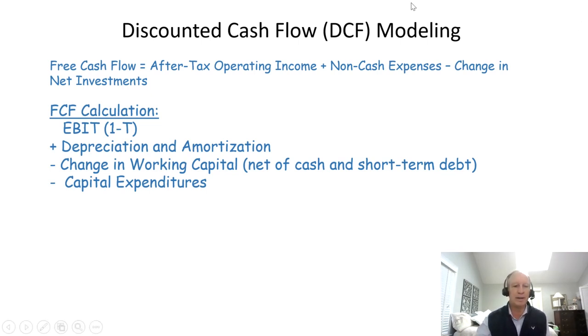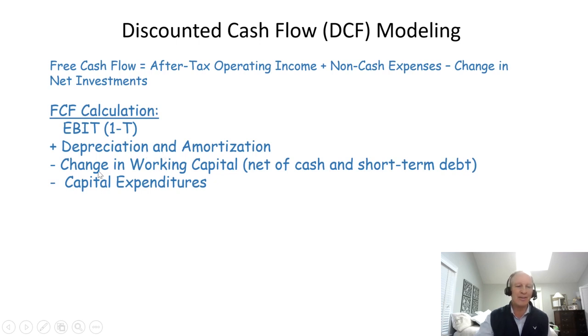So the way we're going to do this is it's really EBIT, earnings before interest and taxes, times 1 minus the tax rate. You're going to add in depreciation and amortization. These are non-cash expenses. So the reason you're adding these in is because they're taken out of EBIT. EBIT is lowered by depreciation and amortization, but these are expenses where we didn't really have to write a check for. So we're going to add those back in to get the proxy for cash.